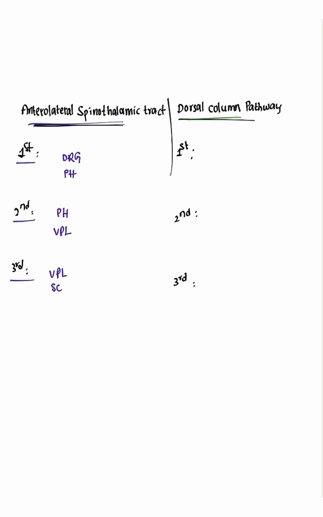Dorsal column pathway. First order neurons. Their cell bodies are present in dorsal root ganglia of the spinal cord. The fibers of first order neurons terminate in nucleus gracilis and nucleus cuneatus of the medulla. Second order neurons. Their cell bodies are present in nucleus gracilis and nucleus cuneatus of the medulla, and the fibers terminate in the VPL nucleus of the thalamus. Third order neurons. Their cell bodies are present in the VPL nucleus of the thalamus and terminate in the sensory cortex.